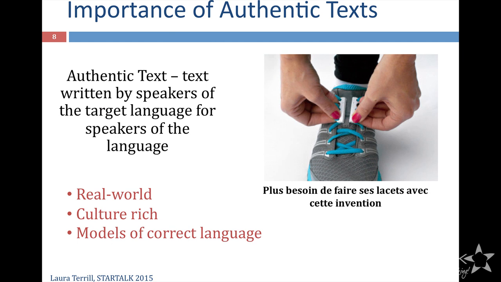Authentic text is what we want to use. The biggest issue is always, where do I find it? We'll talk about that in a minute. But what do you think this text is about? And if you read French, do not volunteer. Based on the image, because that's what your brain processes first, what do you think the text is about? A new way of tying shoelaces.